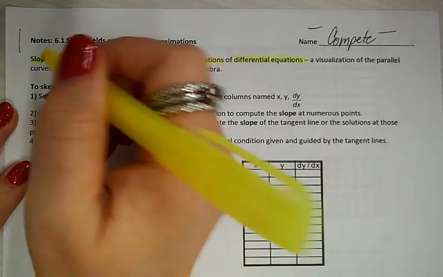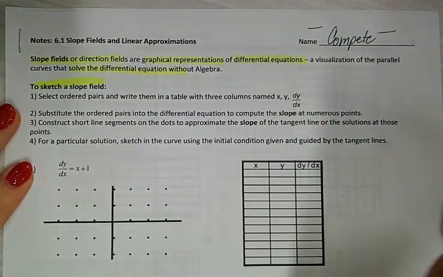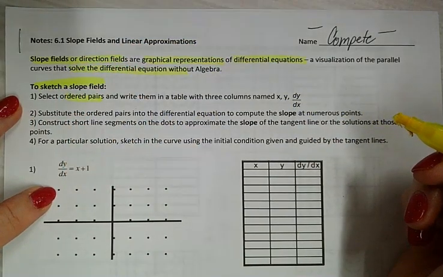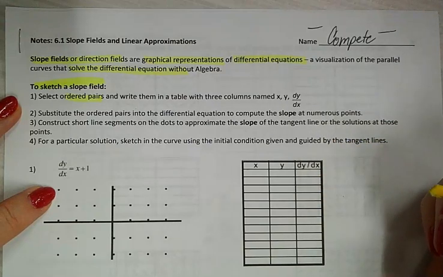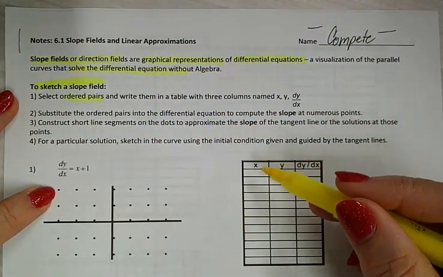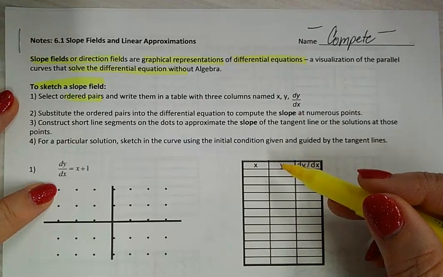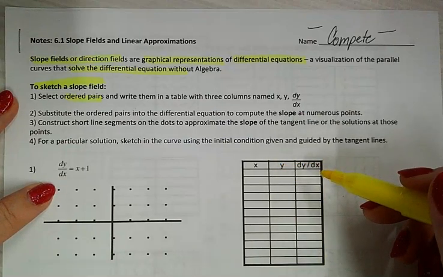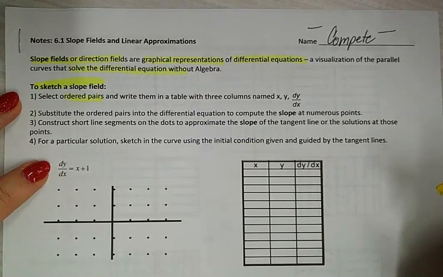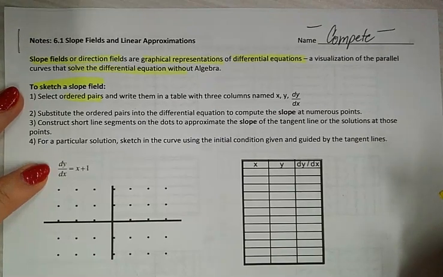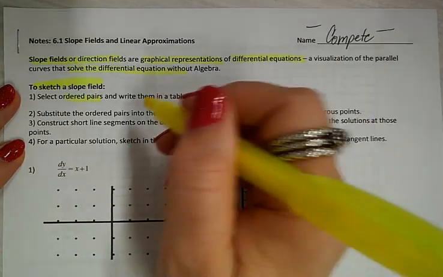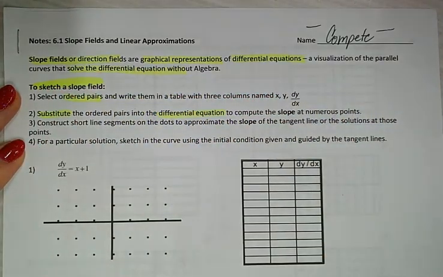All right, so to sketch the slope field, we're going to select ordered pairs. So the ordered pair for this point is what I'm talking about. And I have provided you with a table here to write everything down that you needed to figure out. So we have a column for the X point, a column for the Y coordinate of that point, and a column for the slope. And so remember that a derivative equation is a slope generator. So this slope generator right here is going to generate all the slopes at all the points on the slope field. Okay, we're going to substitute the original pairs into the differential equation and then compute the slope.